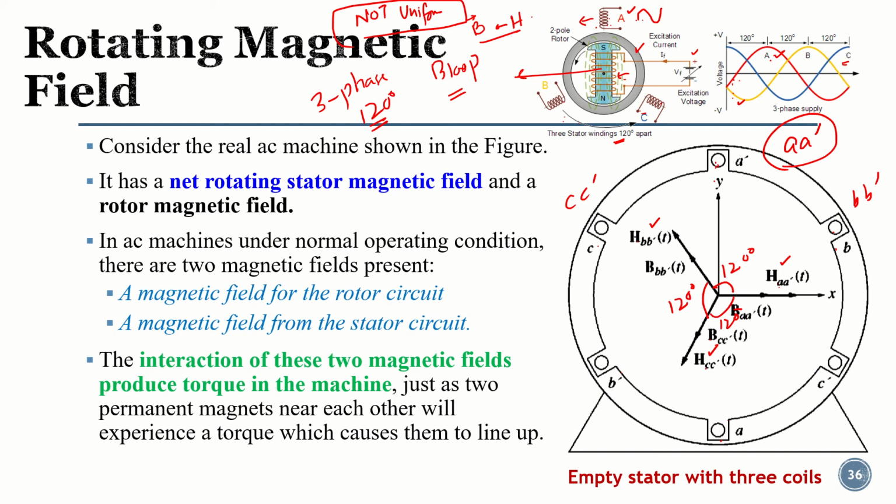Now what will be the effect of this? We also have the rotor, and the rotor also has a magnetic field. So we have a magnetic field coming from the rotor circuit, or we call this the loop, and we have a changing magnetic field coming from the stator. We know that the interaction of these two will induce the torque in the machine. Now what will be the interaction? What will be the operation of this? Let's have a look at that.